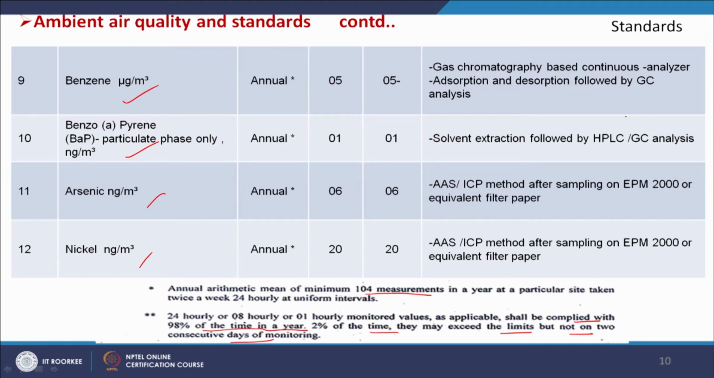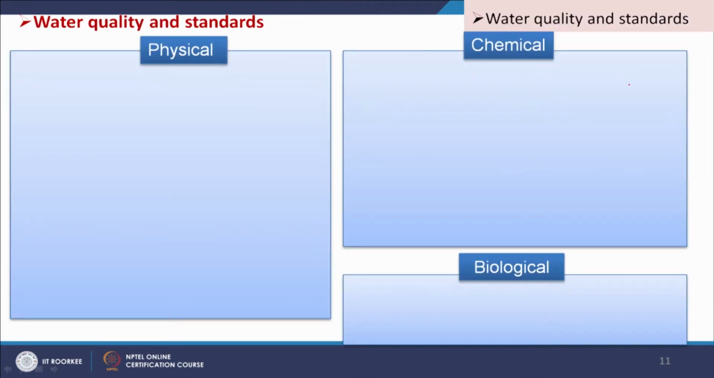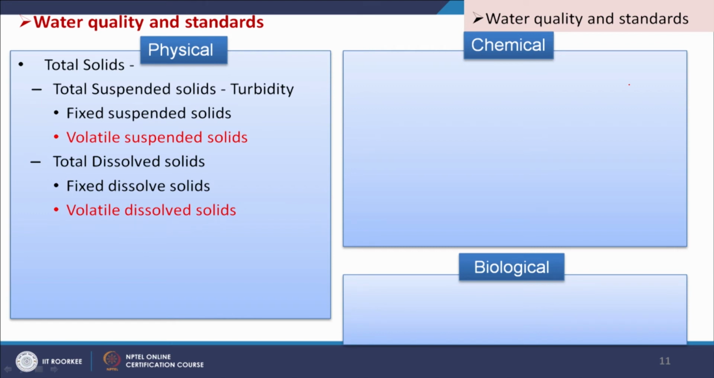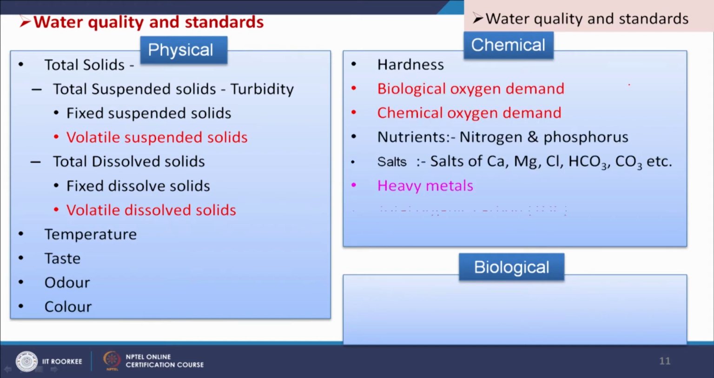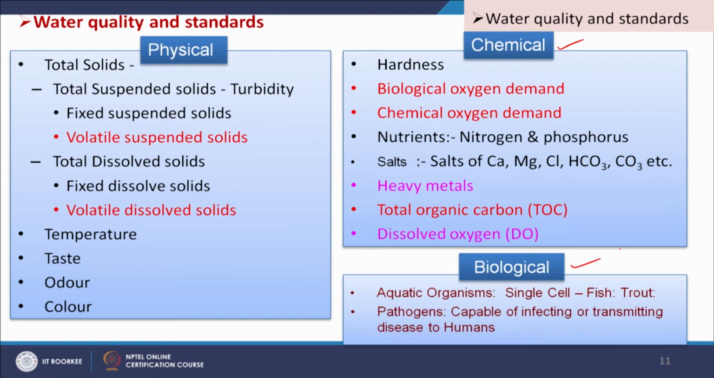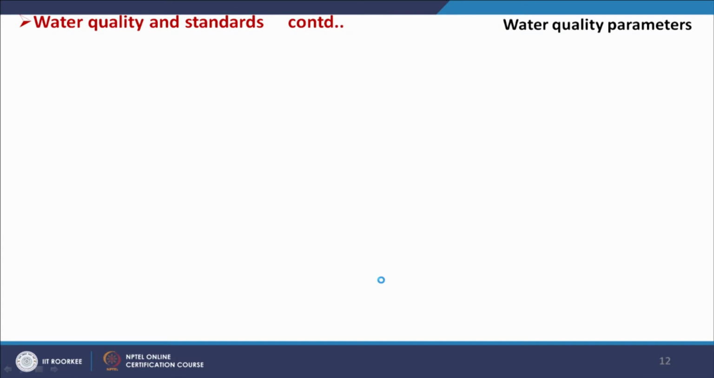So, here also different methods are given which can be used for determining the concentration of these parameters in the air. So, these are the ambient air quality standards. Now, we will discuss water quality and its standards. We have seen in the previous class that water has some physical properties, some chemical properties and some biological properties. So, quality parameters will be of physical, chemical and biological type, and these are the different types as mentioned in this slide. Our objective will be to know how the quality will vary.